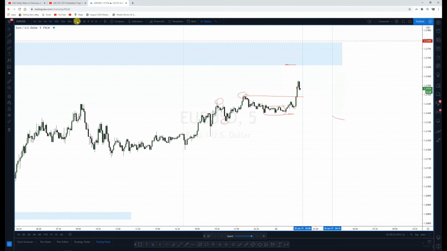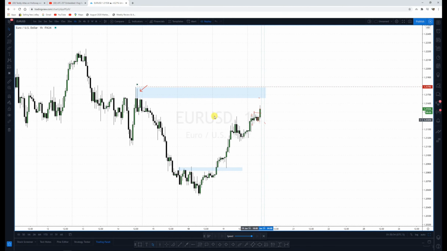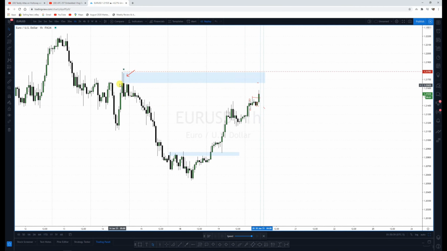And if we just look at it from a broader perspective, I just believe that the euro wants to come up into this region here. We went from a bearish market cycle back into a bullish, so I think we're going to end up clearing this high right here.